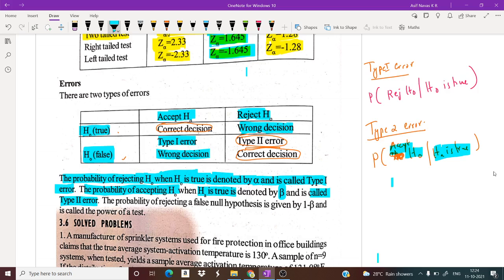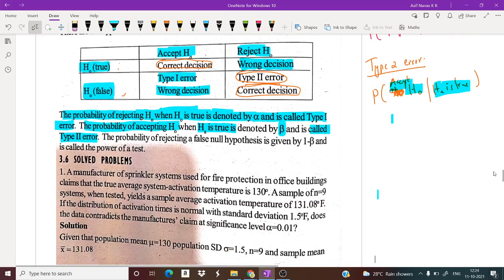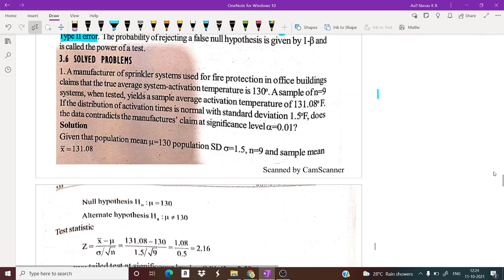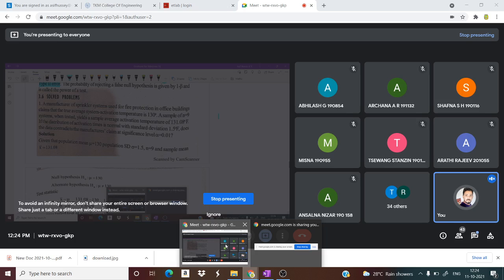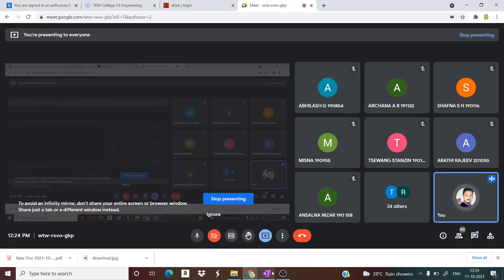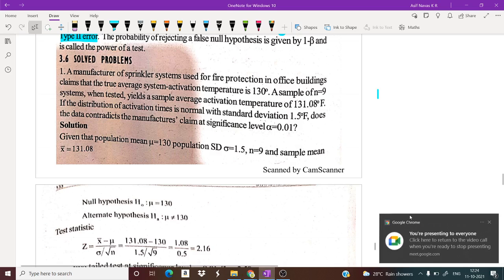Now we will do the problem, then you will understand how to do it. Does anybody have any doubt? If we do the problem, you will understand how to make the decision. So first of all, I will discuss a problem.